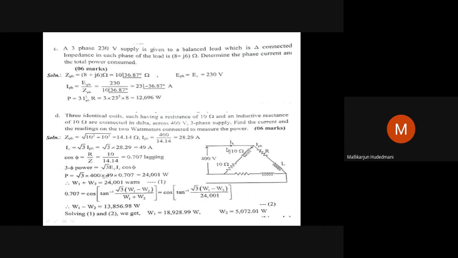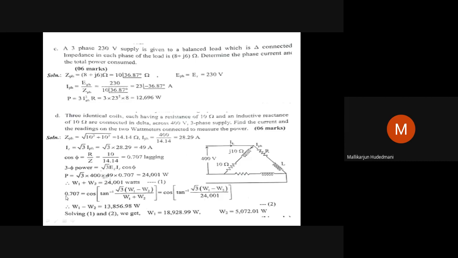What about the line current? Into root 3. You can see. You can do it. That means cos phi is R by Z. So easy going. So it is inductive. It must be lagging. So 3 phase power is root 3 EL IL cos phi. Then P equal to root 3 EL IL cos phi is 24 kilowatt. Okay. Then 24 kilowatt is read by W1, W2. Power factor is 0.707. Using this equation, what is the difference of readings?